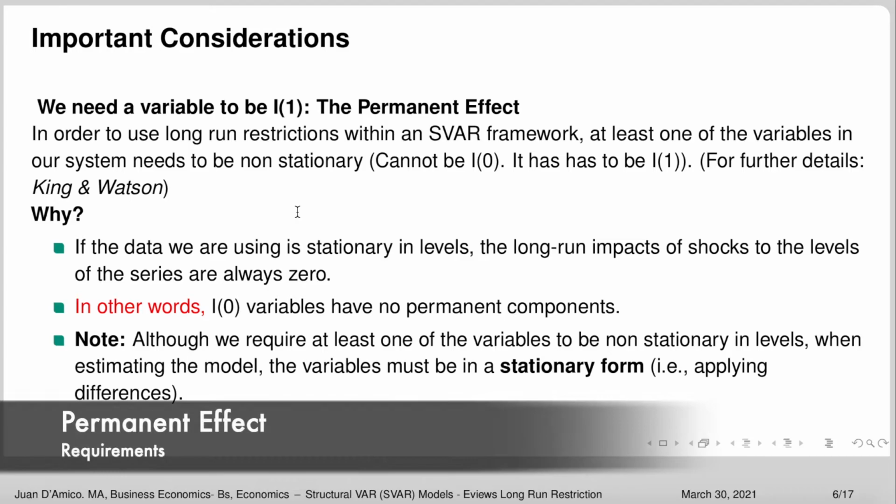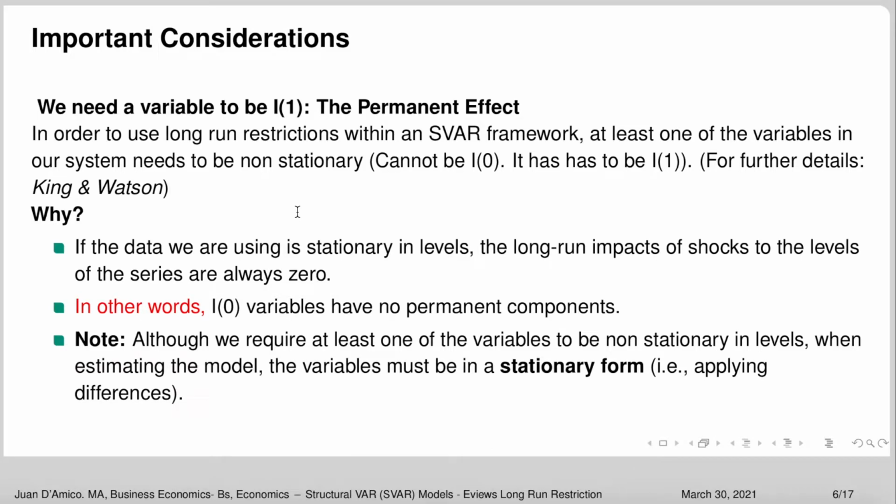There are some important considerations that we need to keep in mind when trying to impose long-run restrictions within an SVAR framework. We need a variable to be I(1), and this is because we require that permanent effect. So in order to use long-run restrictions within a structural VAR framework, at least one of the variables in our system needs to be non-stationary. It cannot be stationary in levels.